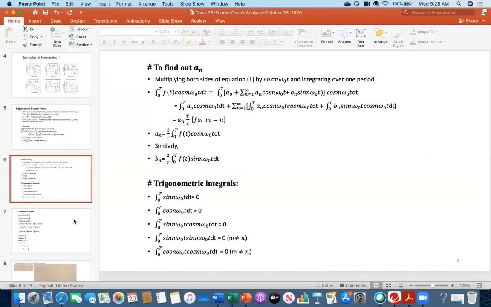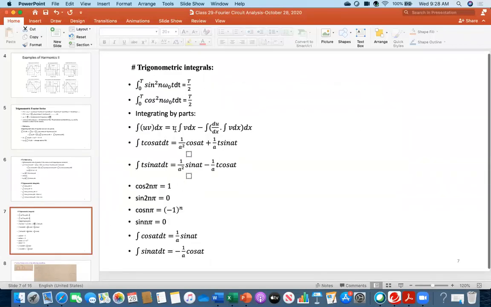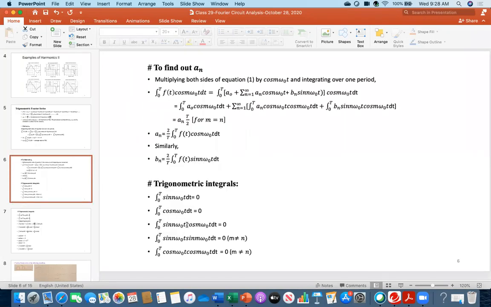Similarly, on the next page I have written the whole list. If you see this function, then the result will be T by 2. If you see cos 2n pi, the result is 1. Sin 2n pi is 0. Cos n pi is minus 1 to the power n. In that way, I have made it available. You can directly look and apply it without deriving it. So that is the meaning. In the next two slides, I have made those trigonometric integrals available.